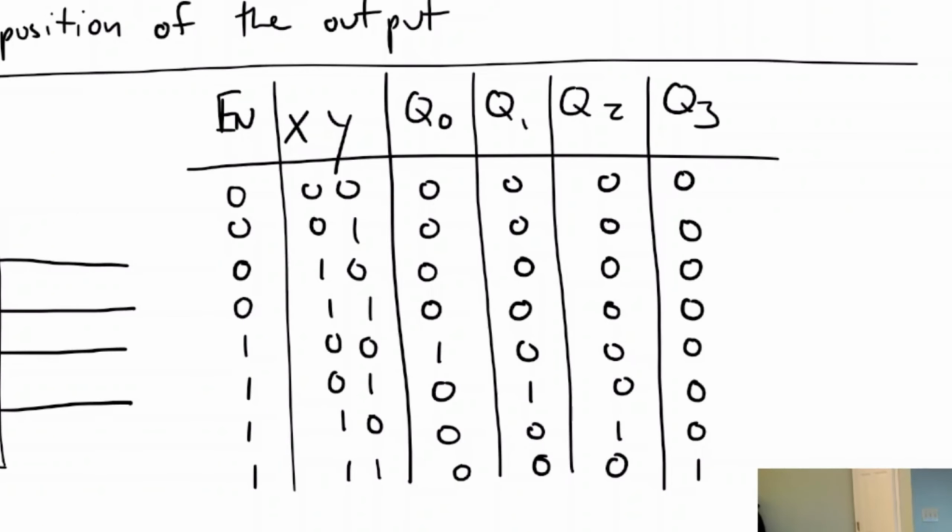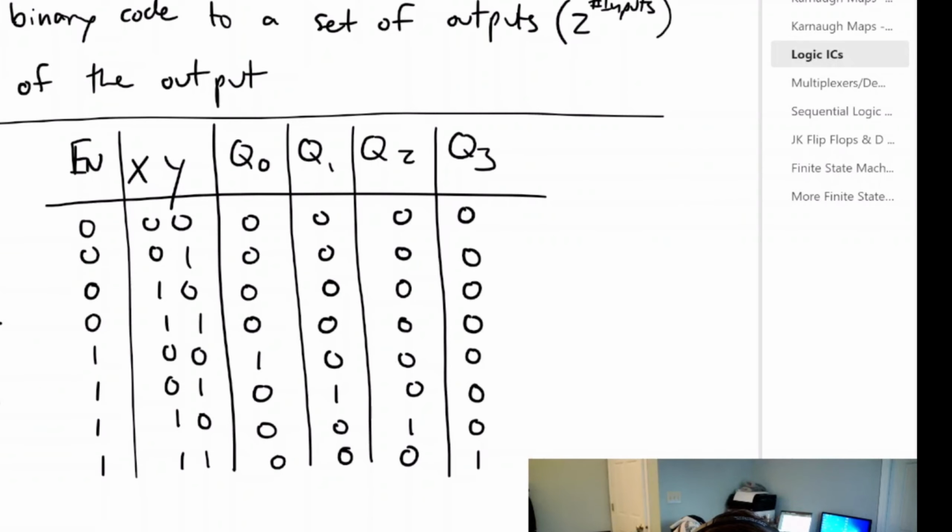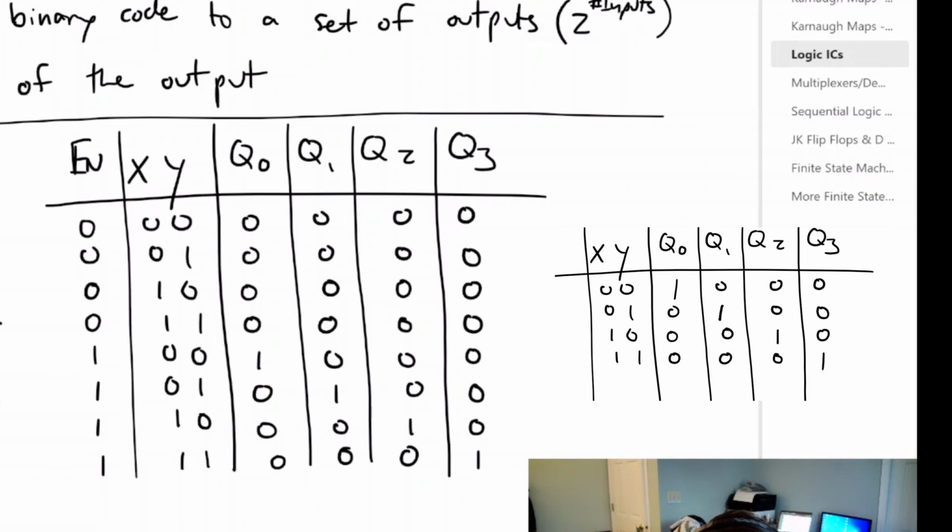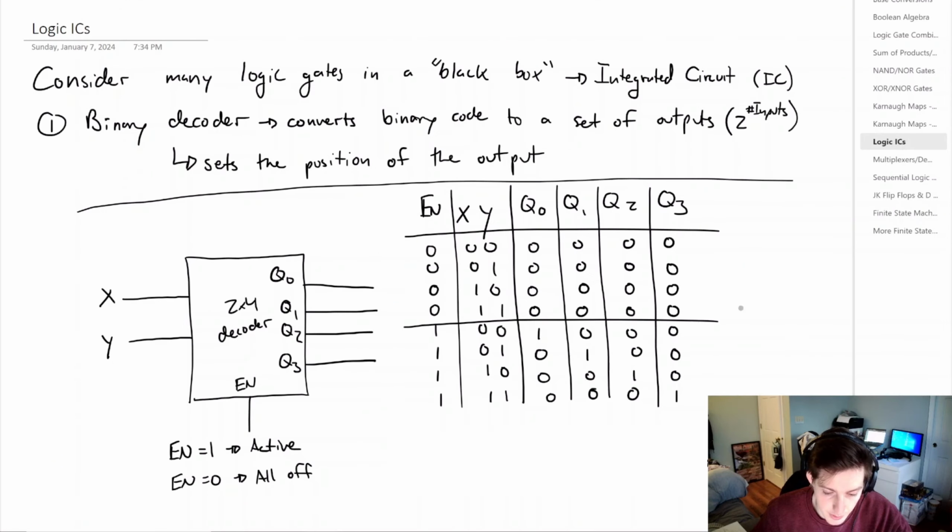So if we look at all the combinations that we can have, we have the enable pin 0 and 1, and then we have all of our X, Y inputs. So with the enable pin, we get 8 possible outputs, but if we don't have an enable pin and it's always active, we simply get 4 outputs that are possible. So we can divide this table for when we have the enable pin inactive and active.